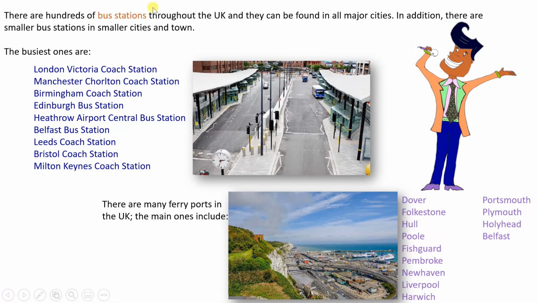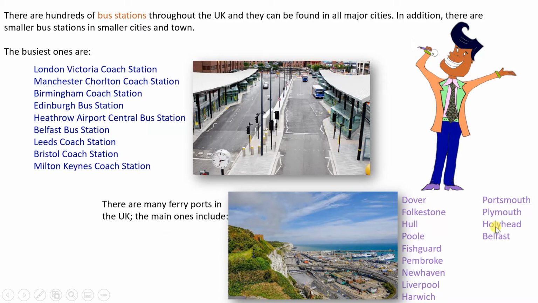There are hundreds of bus stations throughout the UK, and they can be found in all major cities. In addition, there are smaller bus stations in smaller cities and towns. The busiest ones are here. We've got Victoria Coach Station, Manchester, Birmingham and Edinburgh, Heathrow Airport Central Bus Station, Belfast, Leeds, Bristol and Milton Keynes. All, if you notice, mainly coach stations, but obviously for Heathrow that will be both coach and bus, same with Edinburgh.